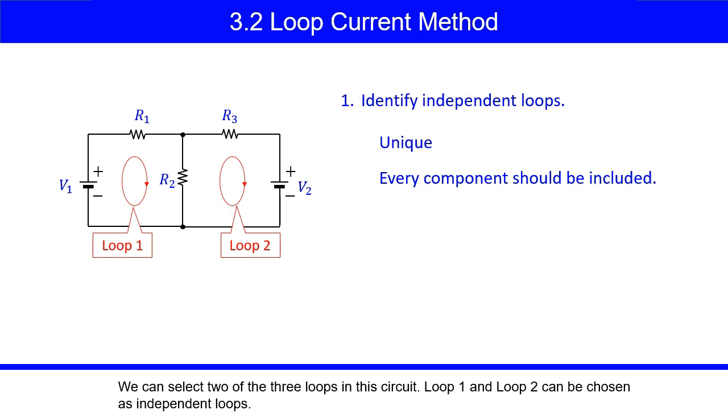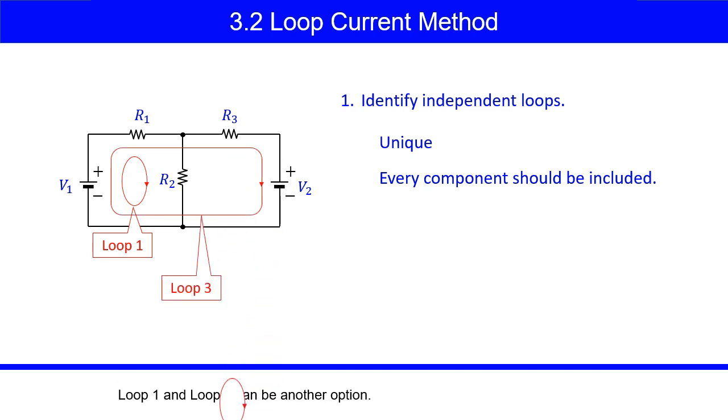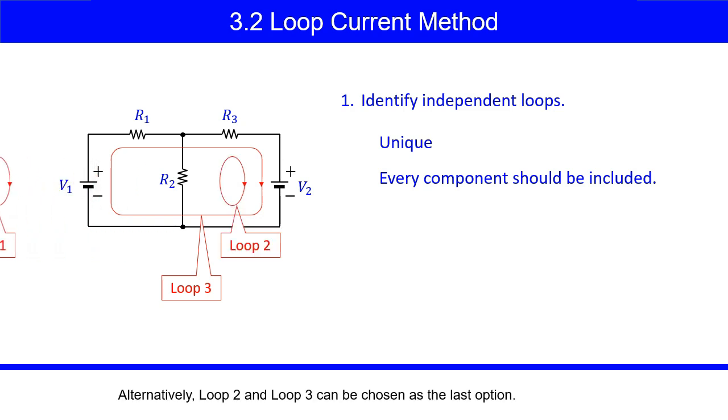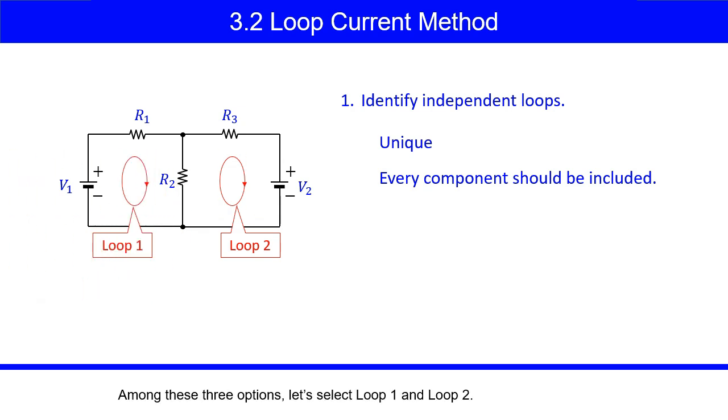We can select two of the three loops in this circuit. Loop 1 and loop 2 can be chosen as independent loops. Loop 1 and loop 3 can be another option. Alternatively, loop 2 and loop 3 can be chosen as the last option. Among these three options, let's select loop 1 and loop 2.